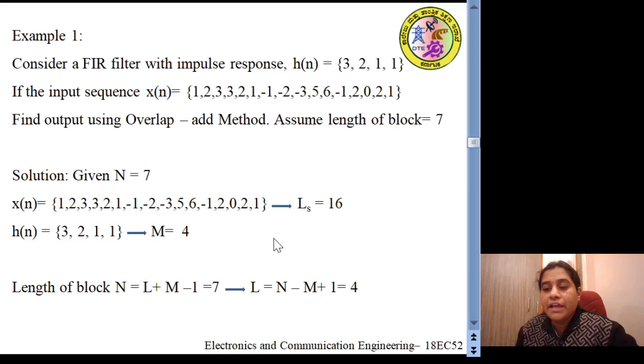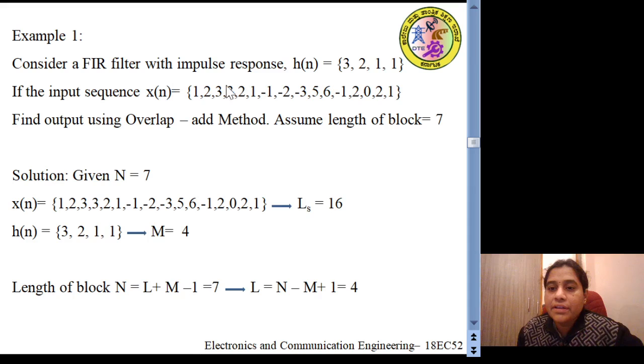They have asked us to assume the length of the block to be 7, so the value of N is equal to 7. The given x of n is 1, 2, 3, 3, 2, 1, minus 1, minus 2, minus 3, 5, 6, minus 1, 2, 0, 2 and 1. So totally there are 16 samples in this incoming sample, so the value of LS is 16.